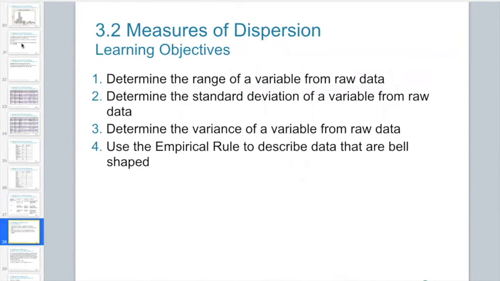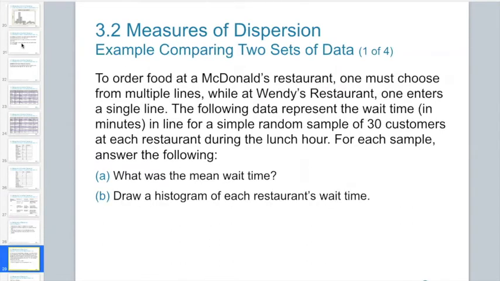So next we want to talk about dispersion, or the way the data is spread out. So we've talked about the center. Now we want to talk about the spread, or the dispersion of the data. So we're going to use this example to walk through the way the data is spread out and the shape of the data overall.